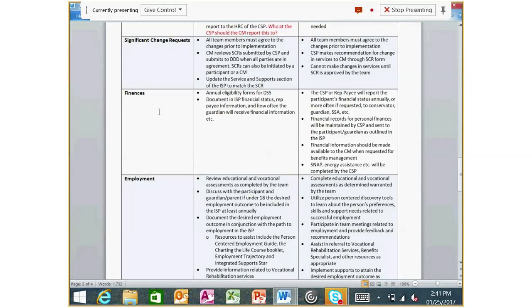Making that financial information available to the case manager when requested for benefits management purposes. And the CSP will be assisting with the SNAP benefits, energy assistance, etc., the things that person will be accessing from day to day for their monthly or weekly expenses.